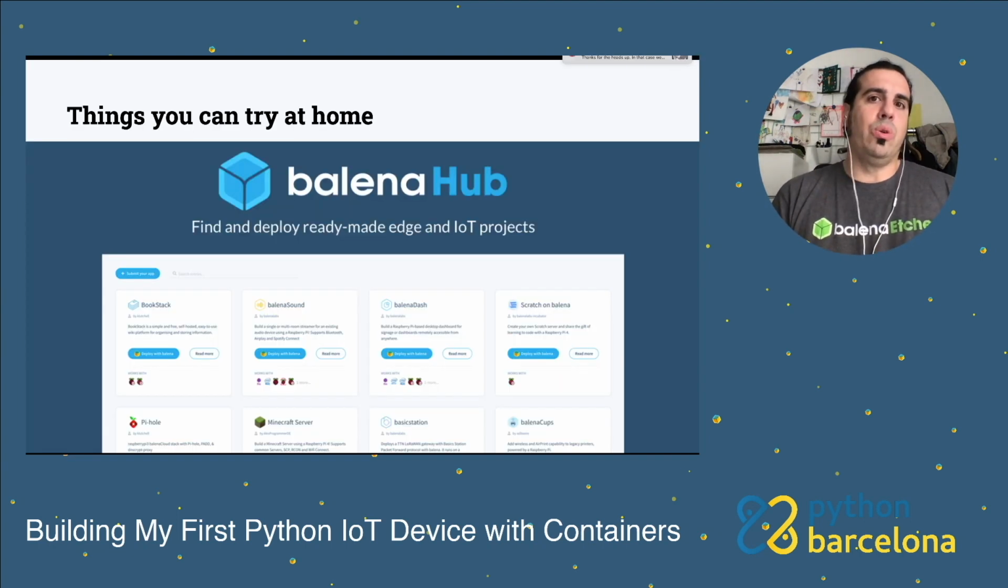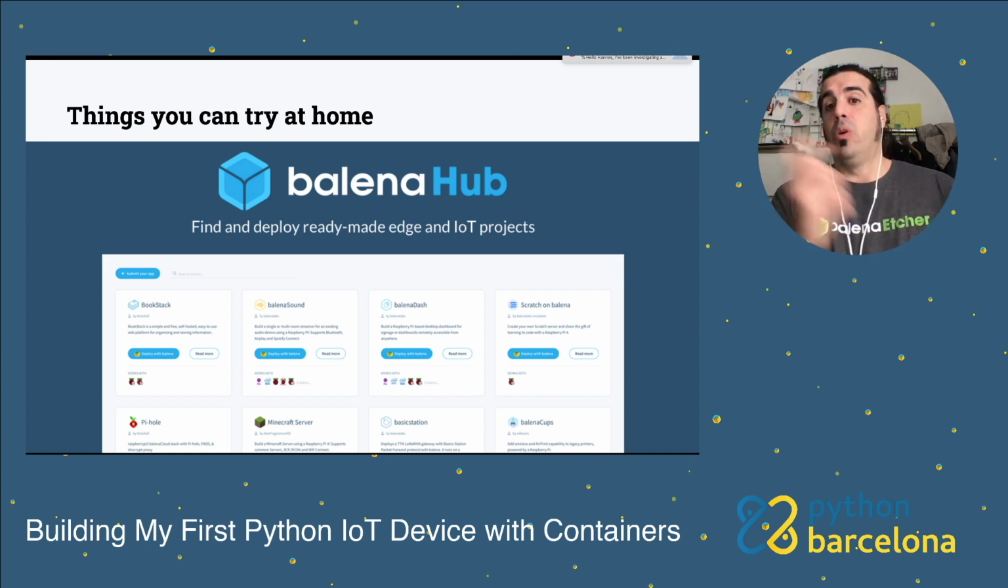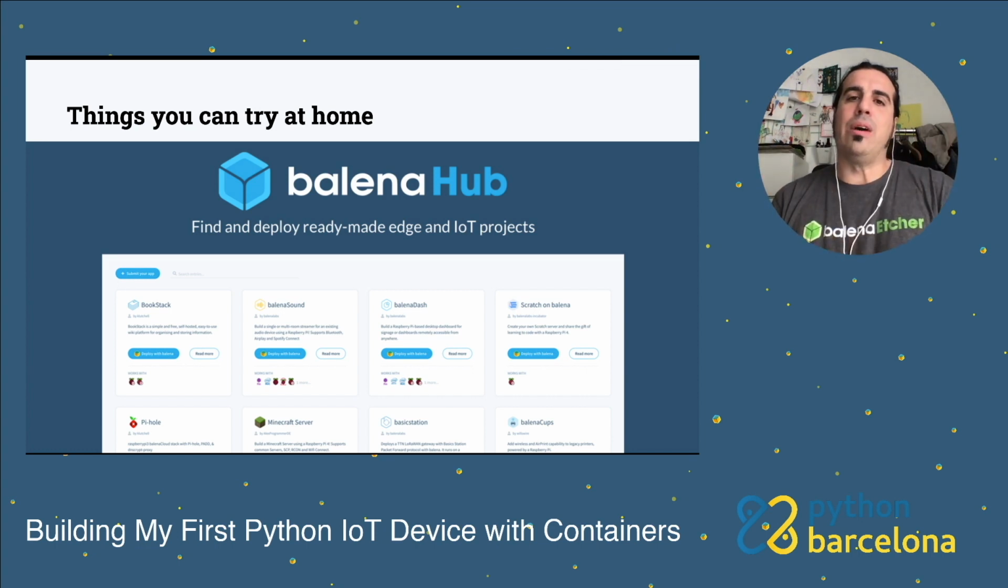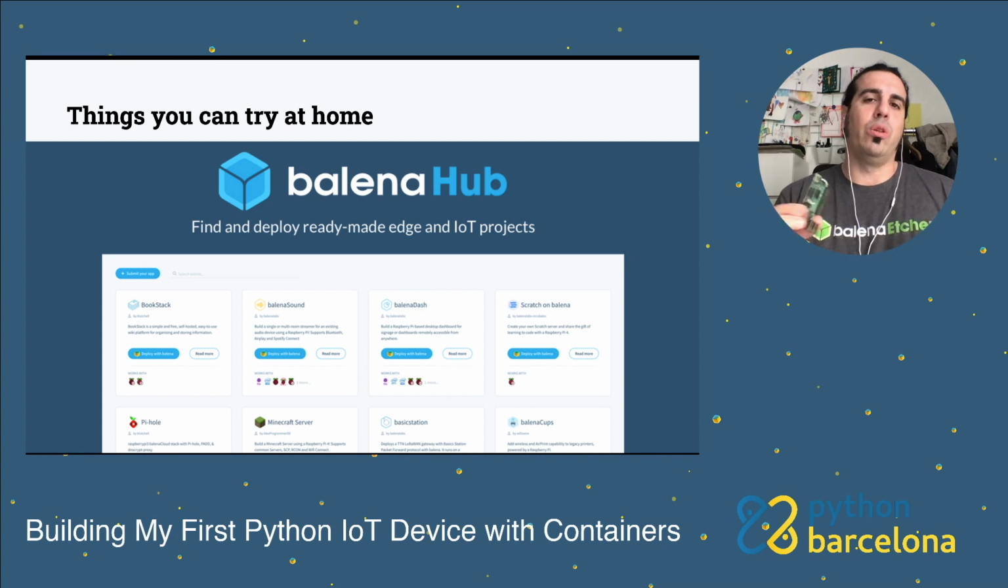More things that you can do or try at home. Go to hub.balena.io and you can download different applications. Some of them run on Python, some of them not. But you can install anything from a LoRa gateway to balenaSound to manage your hi-fi equipment at home, to Scratch, or you can manage your old printer with a Raspberry Pi with balenaCups.